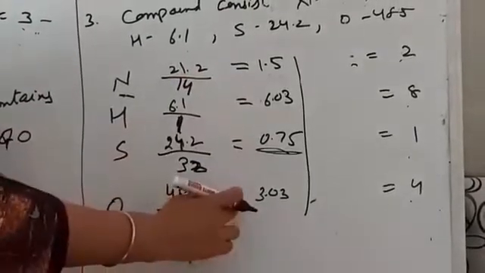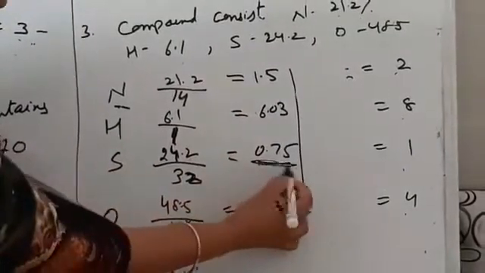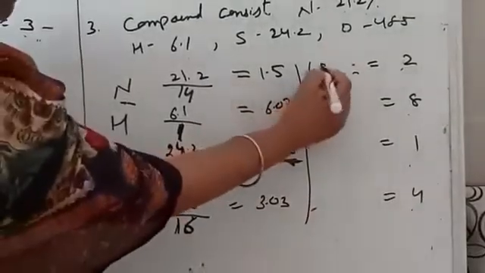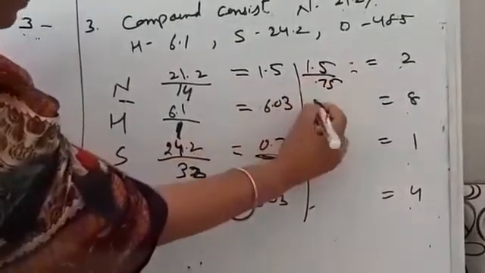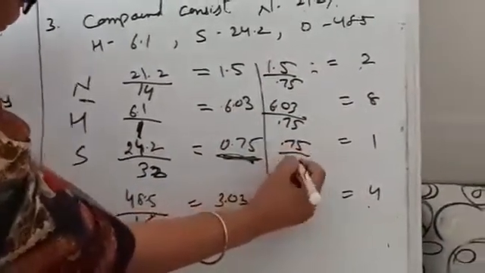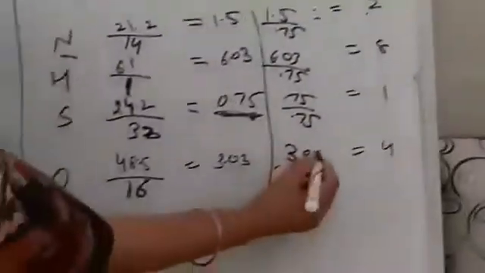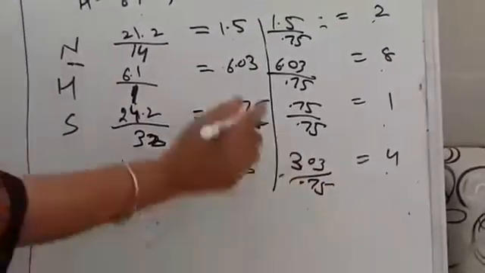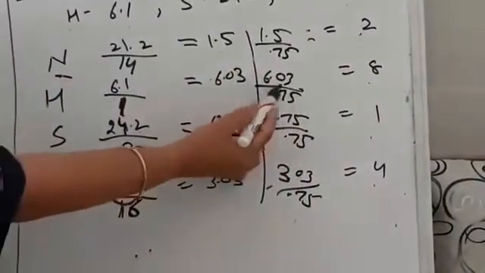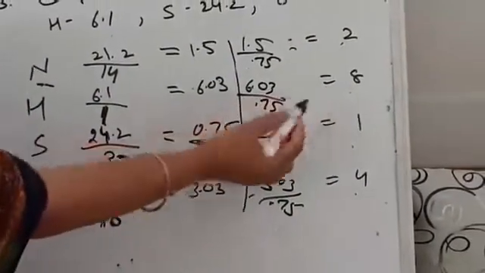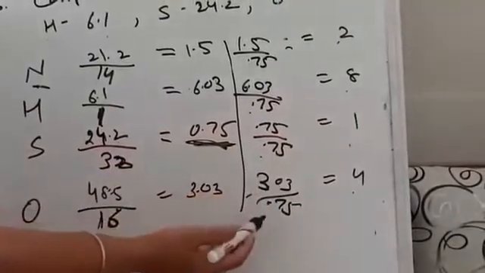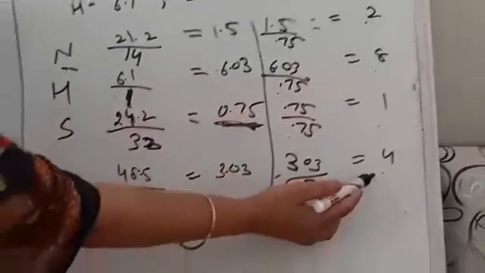Now out of these four, which one is the smallest? This one, 0.75. So divide the others by this lowest number: 1.5 divided by 0.75, 6.03 by 0.75, 0.75 by 0.75 and 3.03 by 0.75. Dividing 1.5 by 0.75 gives 2, 6.03 by 0.75 gives 8, 0.75 by 0.75 gives 1, and 3.03 by 0.75 gives 4.